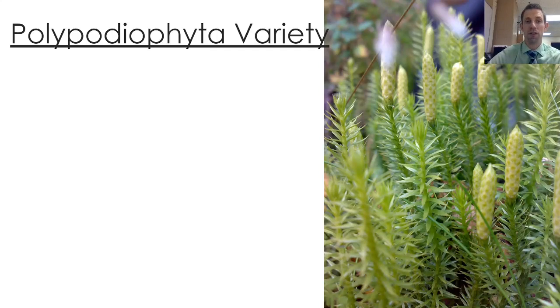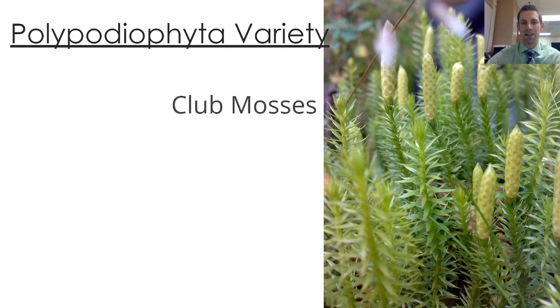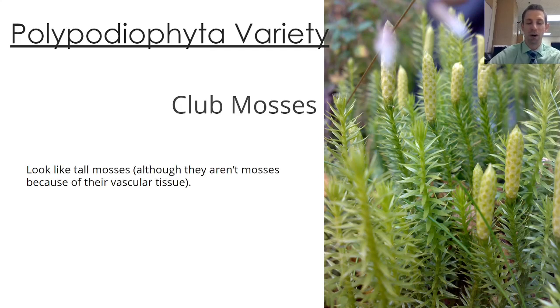Another type that falls into the Polypodiophyta are things called club mosses. Now the name is a little misleading by throwing the mosses in there. They are not mosses. Their bodies do look like that of a moss plant, though. They look like they're just really tall mosses. But because they have vascular tissue, they are not mosses.